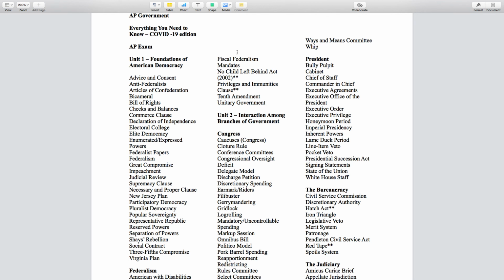Privileges and Immunities Clause, I highly doubt it shows up. Some years I've mentioned it, some years I haven't. I've never seen it show up on a test. I've never had a student mention to me that they saw it on a test. Privileges and Immunities Clause is just simply the fact that states have to recognize the privileges and immunities of citizens of other states. Okay, so it literally says citizens of each state shall be entitled to all privileges and immunities of citizens in the several states.